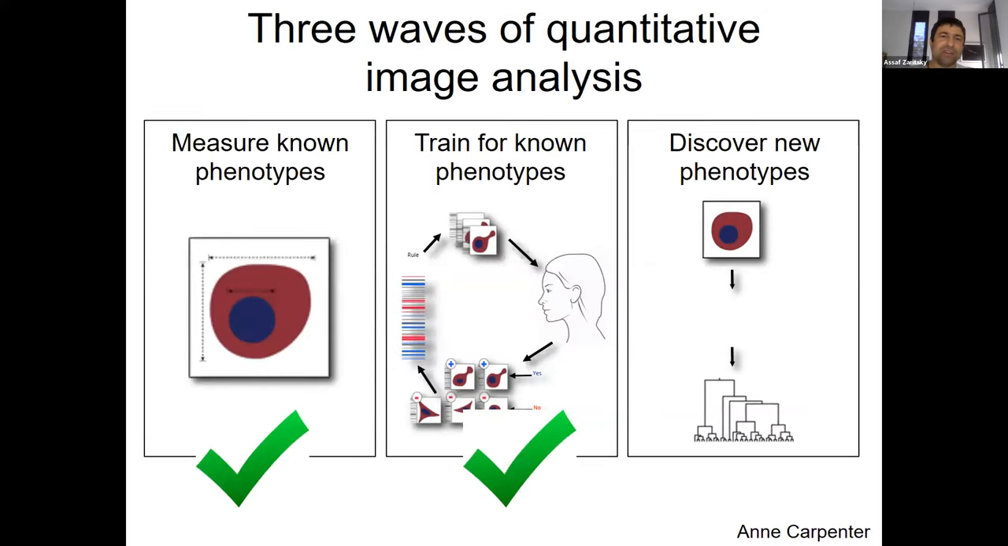Okay, so here we have the two easy applications. Both of these the human can do. Basically, if you have an expert and enough time and money to pay them, they can do it by themselves. The machine is only to automate the process. And the third and most exciting is cell profiling, which is aimed at discovering new phenotypes.